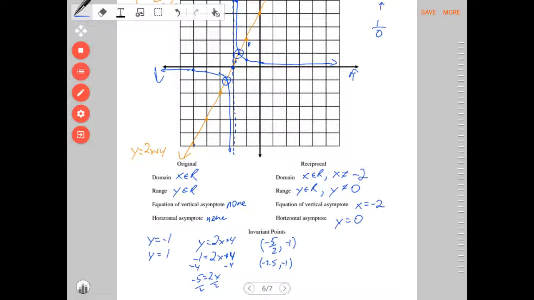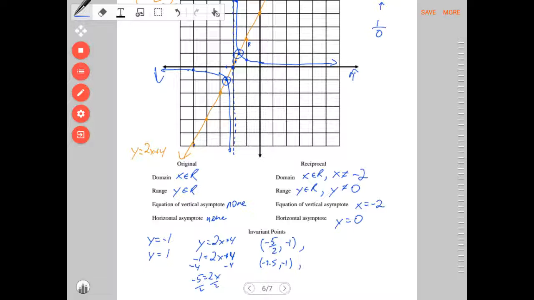So does this point look like it could be negative 2.5? So let's see. Negative 1, negative 2. Oh yeah, negative 2.5 and negative 1. Yeah, that makes sense. Okay, so that's one of our invariant points. I'll write it once with fractions and once with decimals.